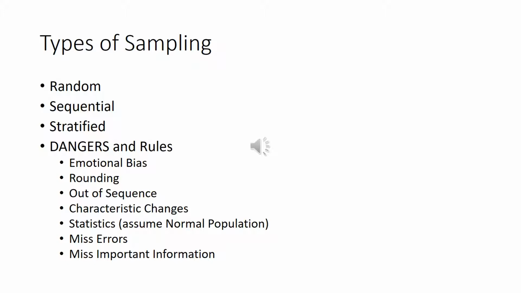And some of the dangers and rules, right? Emotional bias. If I take a part out to somebody on a factory floor and say, hey, what's the diameter of this widget? The first thing they'll ask me is, what's it supposed to be? And they'll take their gauge and push on it if it has to be smaller, or let it be very loose if it's not big enough. That's bias.